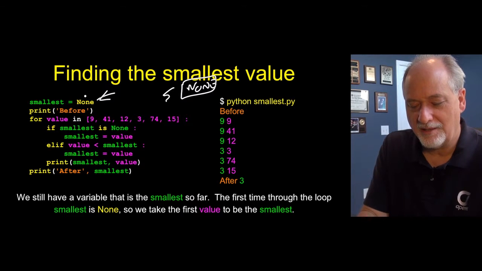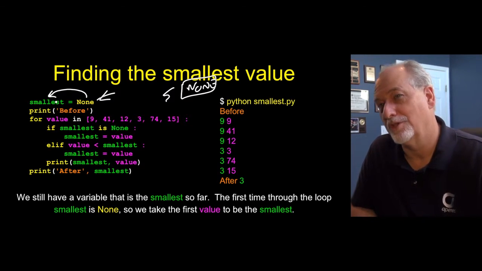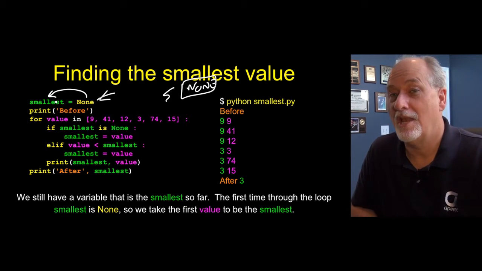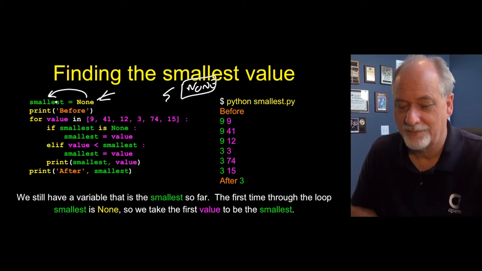Okay? So that actually captures the notion that before the loop starts, the smallest number that we've seen so far is None. We haven't seen any numbers. Okay?